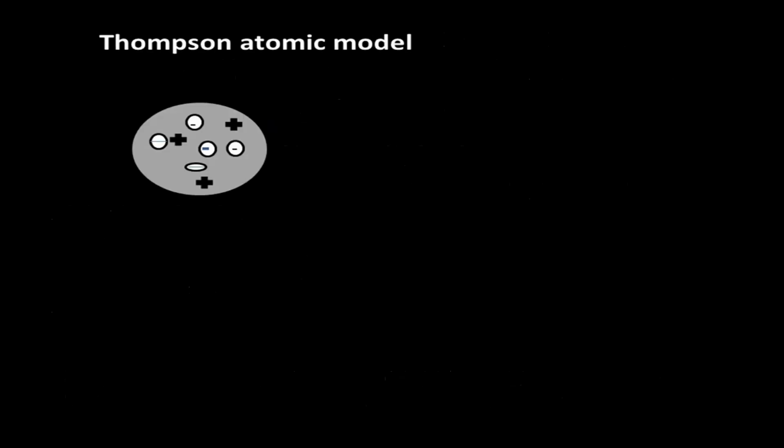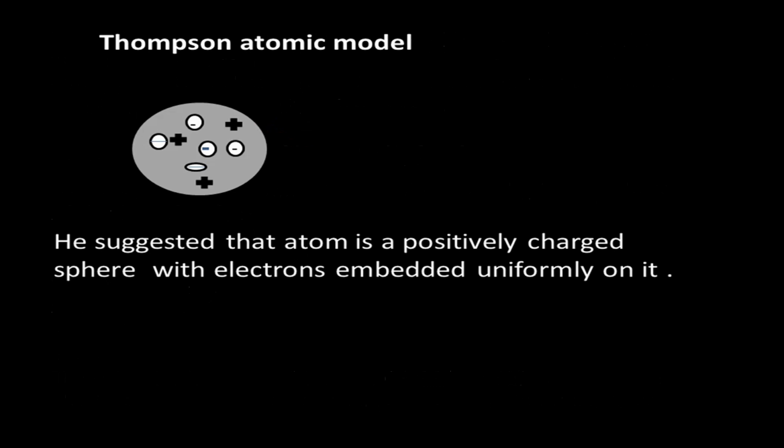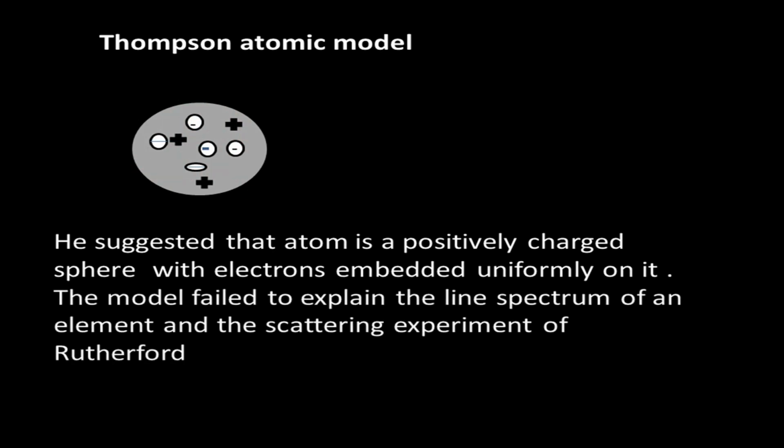Thompson atomic model. Thompson suggested that atom is a positively charged sphere with electrons embedded uniformly on it. From the diagram above, this is a sphere with positive charge on it and electrons embedded on it. So this is the structure of Thompson atom. Let's see its drawbacks. The model failed to explain the line spectrum of an element and the scattering experiment of Rutherford.